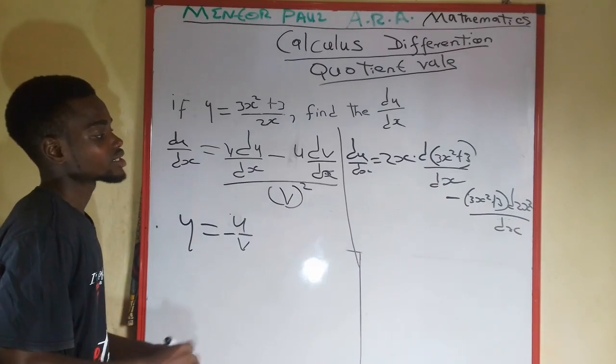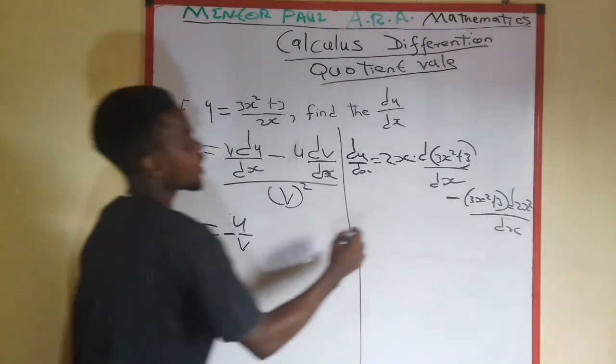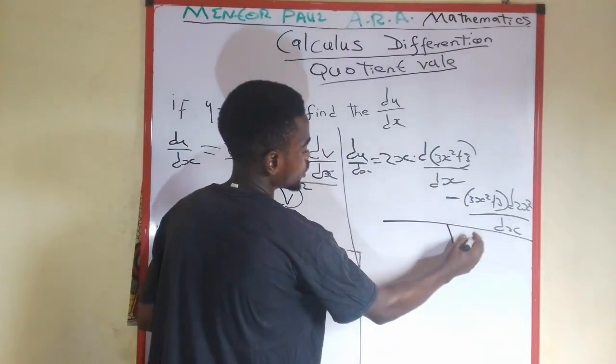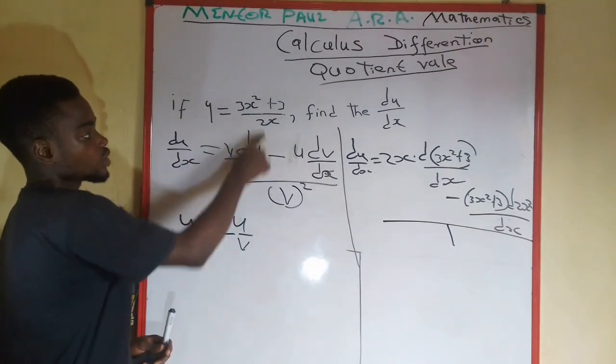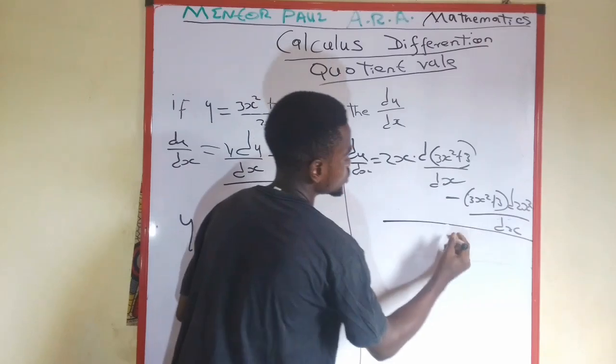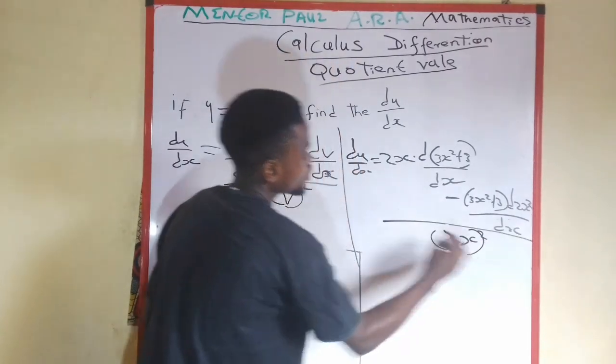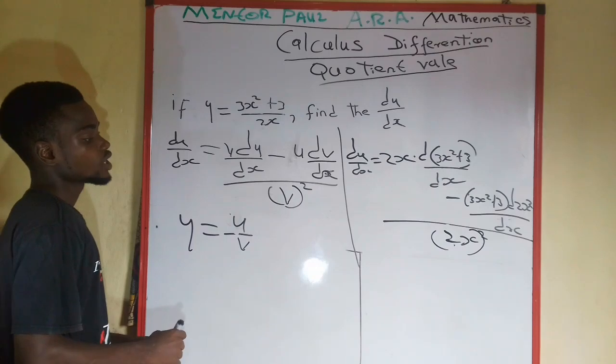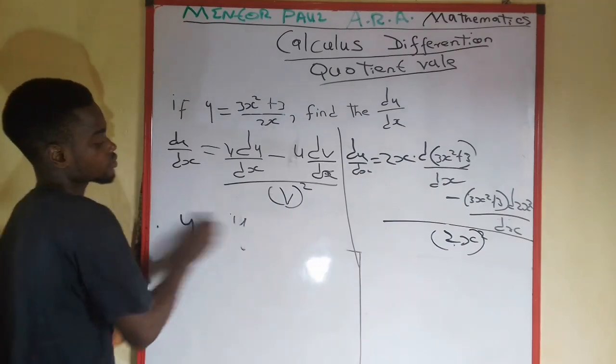Now what am I going to do next? I'm going to divide all by V squared. Now where is V squared? V squared is the numerator, which is what? Which is 2x squared. Okay, put that in a bracket. Okay, now once you have done this in this form, now we are going to work it out.